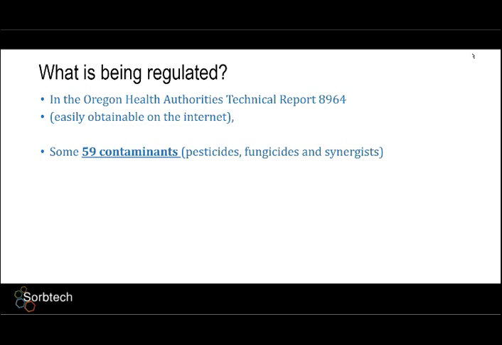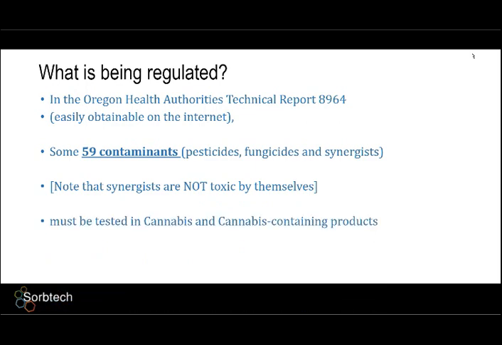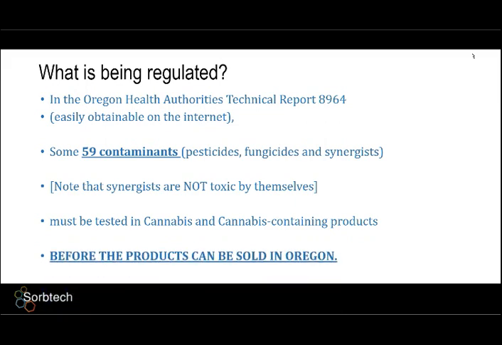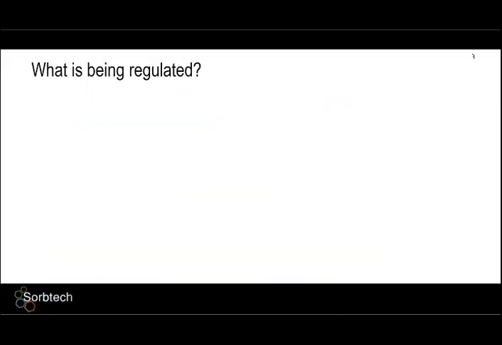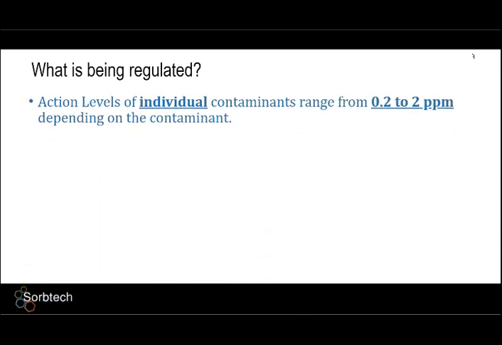And note that, and this is important, synergists are not toxic by themselves, even though they enhance the effect of pesticides on insects. But all these must still be tested in cannabis and cannabis-containing products before they can be sold. So this is not a trivial problem for people in Oregon in the cannabis world. The action levels range from 0.2 to 2 ppm, depending on the contaminant.